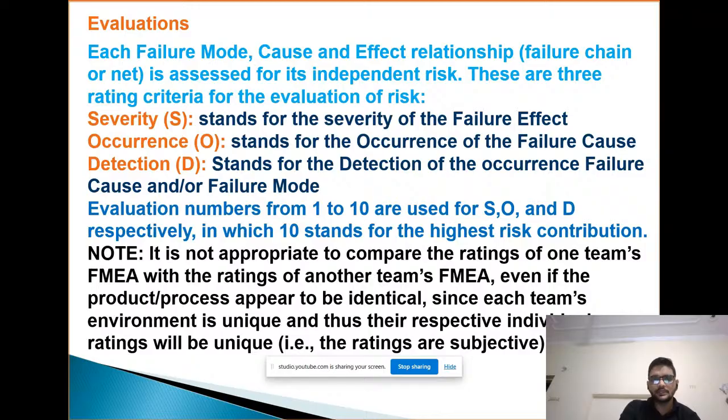Now, it is not appropriate to compare the rating of one team's FMEA with the rating of another team's FMEA, even if the product and process appear to be identical, since each team's environment is unique and thus their respective individual ratings will be unique. And the ratings are subjective.